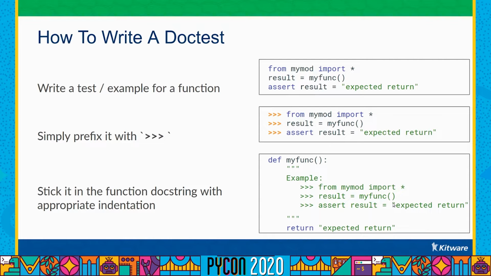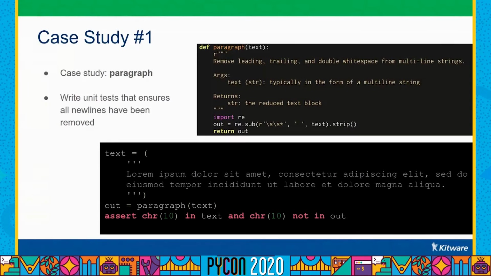And to go over why that is, I want to talk about a few case studies. So as a first case study, I want to talk about this function paragraph. The idea of this function is we're going to take in a block of text and we're going to just remove all the extra new lines and spaces. And then we're going to return the output.